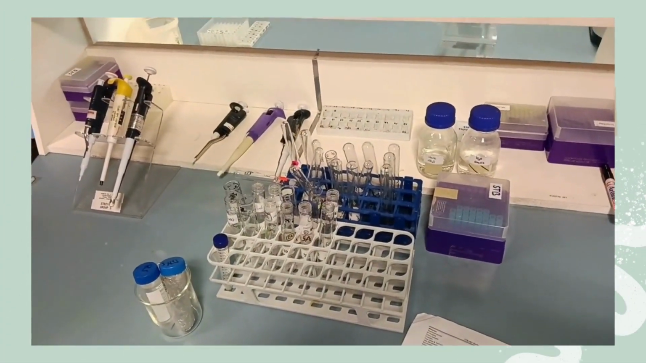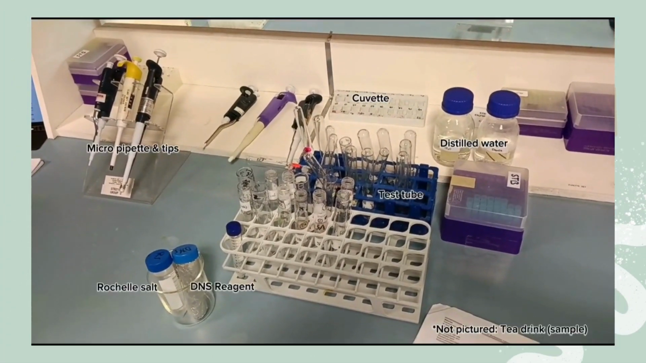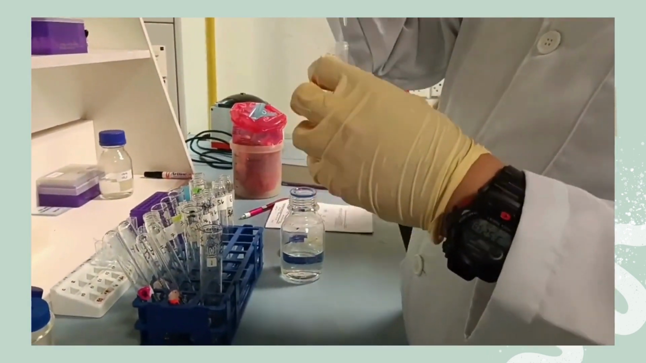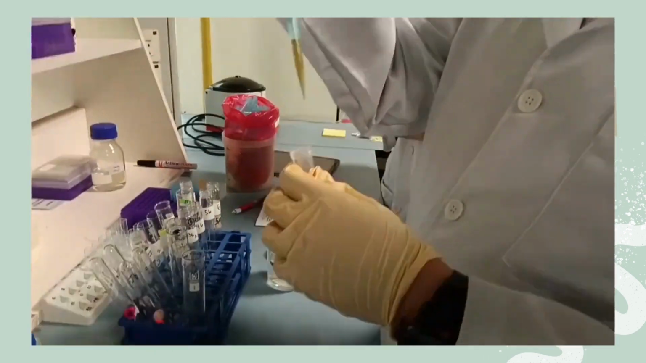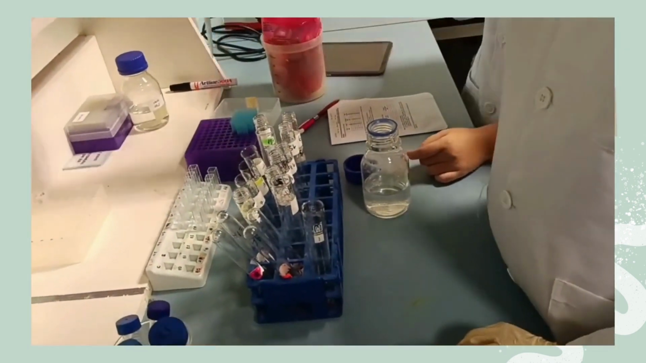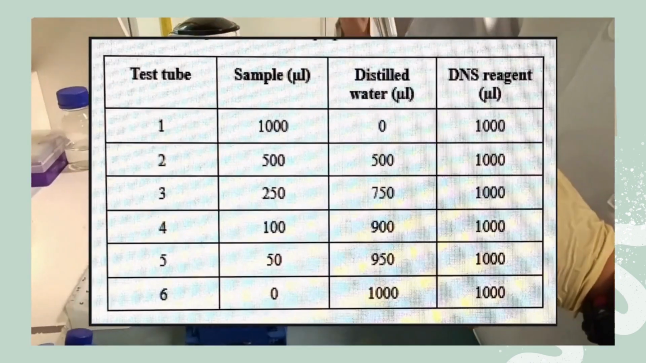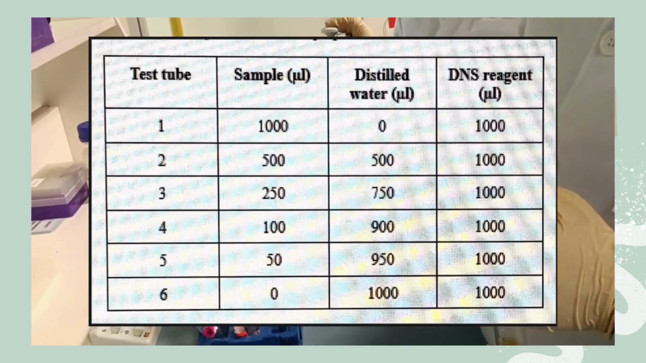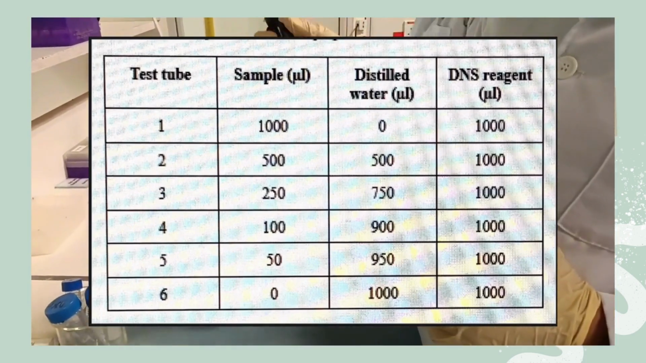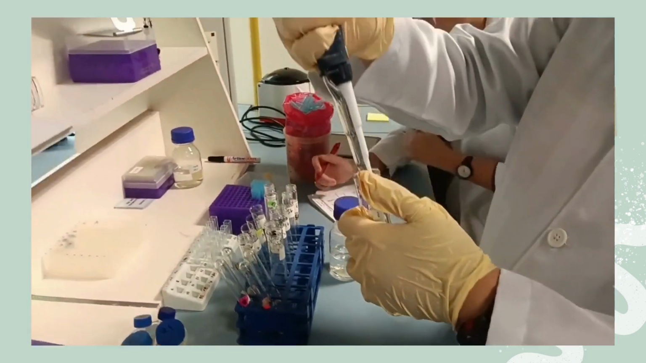The materials of this experiment are shown as follows. Firstly, the given sample had to be diluted with a ratio of 1 to 9, where 1 part of sample was diluted with 9 parts of water. Then, the following volumes of sample solution and distilled water were pipetted into the respective test tubes according to the table shown. This was done in duplicate.